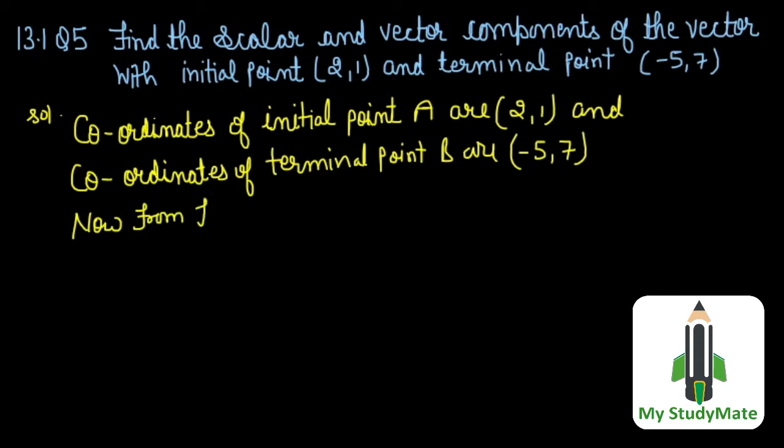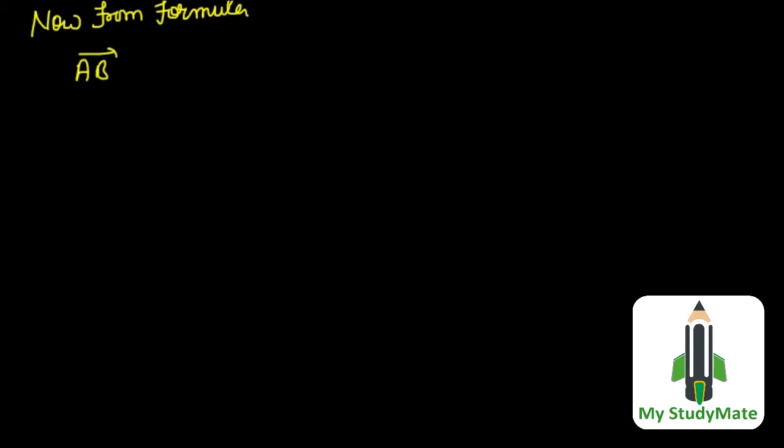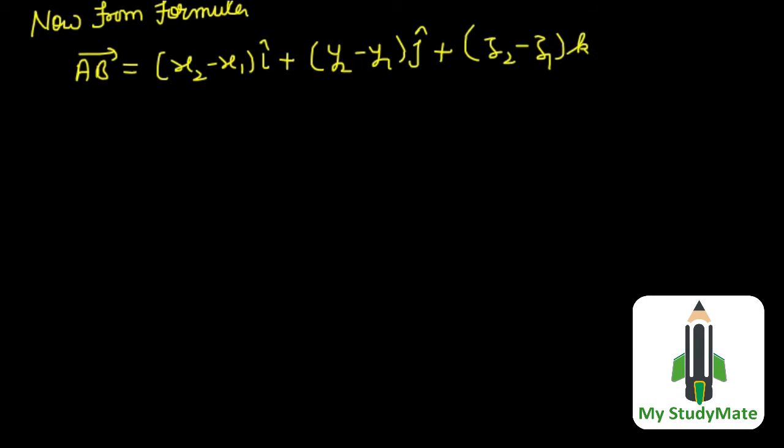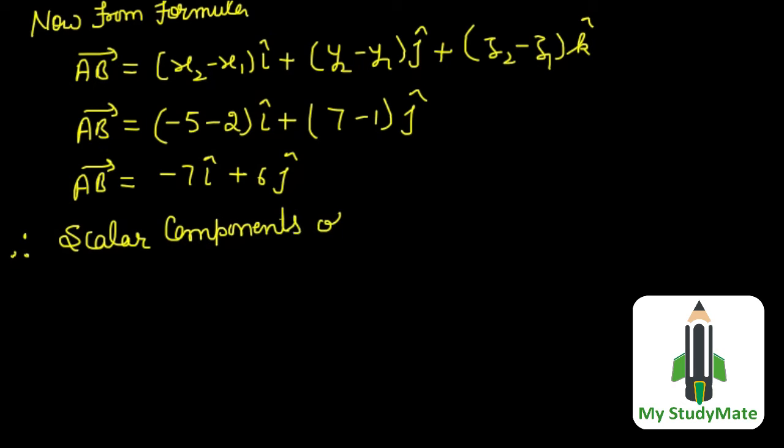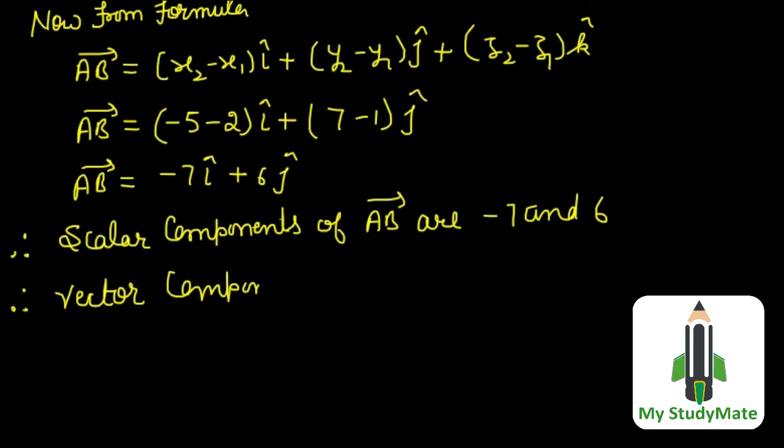Now, from the formula, vector AB is equal to (x2 - x1) i cap + (y2 - y1) j cap + (z2 - z1) k cap. Now vector AB is equal to (-5 - 2) i cap + (7 - 1) j cap. So vector AB is equal to -7 i cap + 6 j cap. Therefore, scalar components of vector AB are -7 and 6, and vector components of vector AB are -7 i cap and 6 j cap.